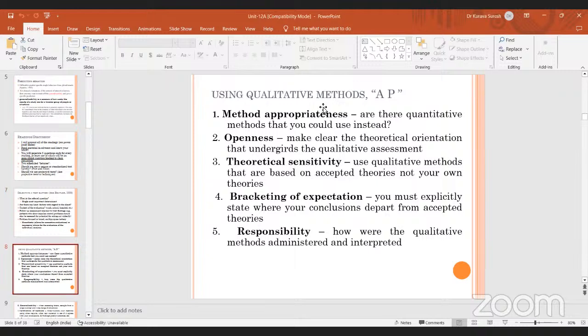Okay. Using qualitative methods, the method of appropriateness, openness and theoretical sensitivity, back-reckoning of presentation responsibilities. The method of appropriateness is the initiative method used instead. It is a qualitative assessment of orientation of the skills. Theoretical sensitivity is the acceptance of theories and one's own theories. Back-reckoning of the expressions: you must give explanatory tables of your conclusions, adaptation, adaptability, responsibility, with the quantitative method of administrative interpretation.